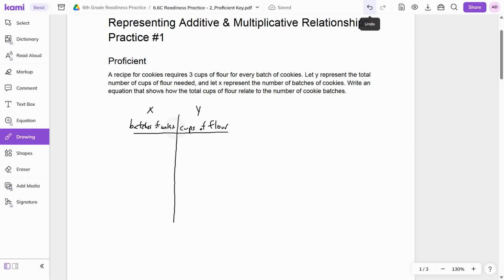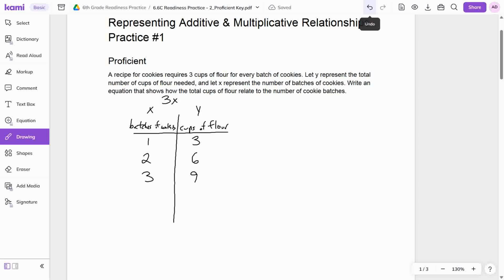All right, so we need 3 cups of flour for every batch of cookies. Each batch of cookies is going to be 3 cups of flour, so really, it's going to be 3x. If I needed one batch of cookies, that's going to be 3 cups of flour. If I needed 2 batches of cookies, I'm going to have to double that to 6. 3 batches of cookies, 9. So that's a table to help us.